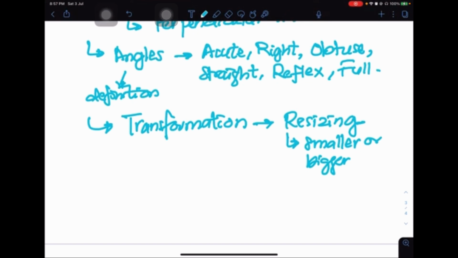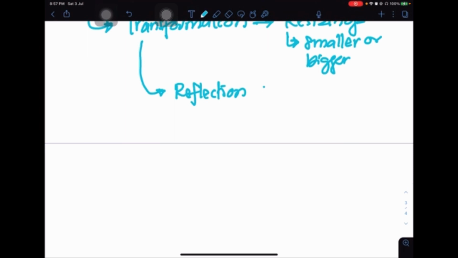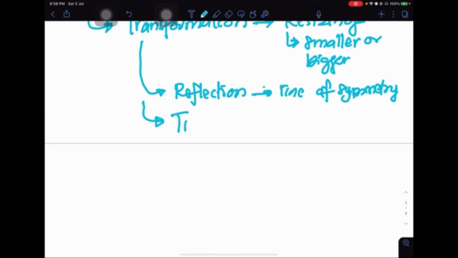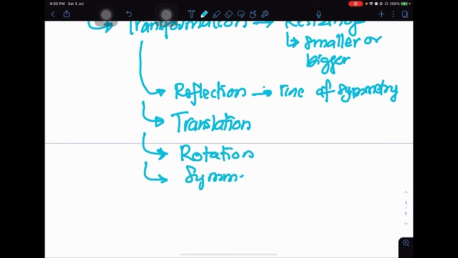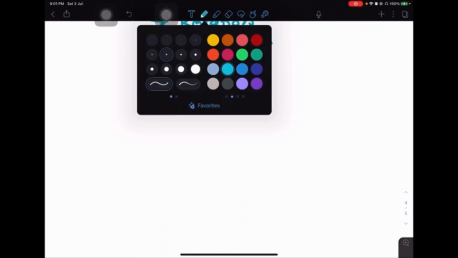And then we also looked at transformation. We have resizing, whether it becomes smaller or bigger. Under transformation, we have reflection. We also looked at the line of symmetry for reflection, or the reflection line. Then we looked at translation, which is the movement of an object to another place. And then we have rotation as well as symmetry.